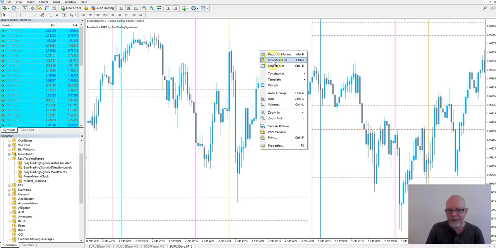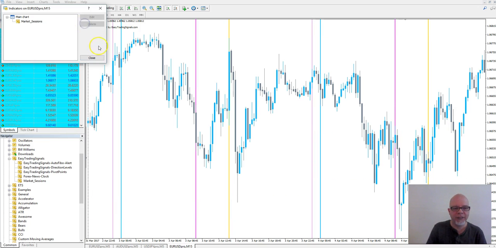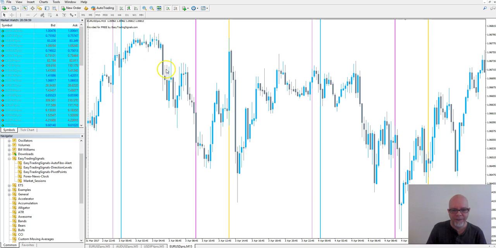So you right click on indicators, and you will see that there are two available there. One says Easy Trading Signals, Pivot Points, and the other says Market Sessions. So let's take off Easy Trading Signals, Pivot Points for now. I'm going to click on delete, and it won't completely delete it off your system, it will just remove it from the chart. So you don't need to worry about that. So hit delete and click close.